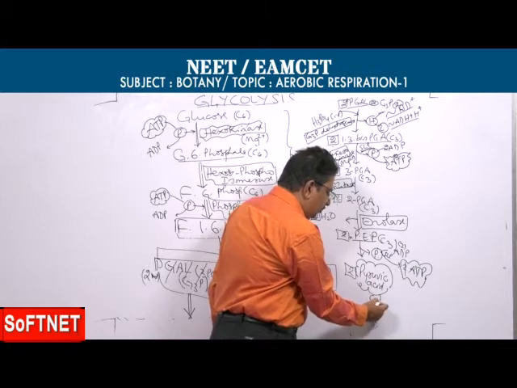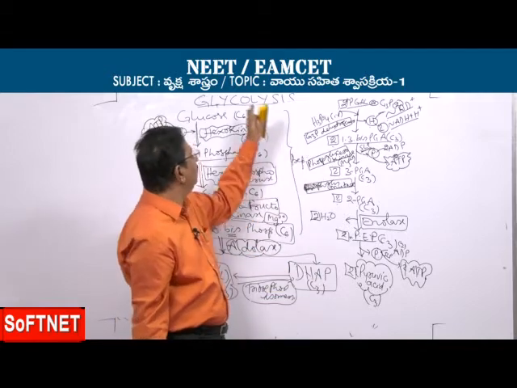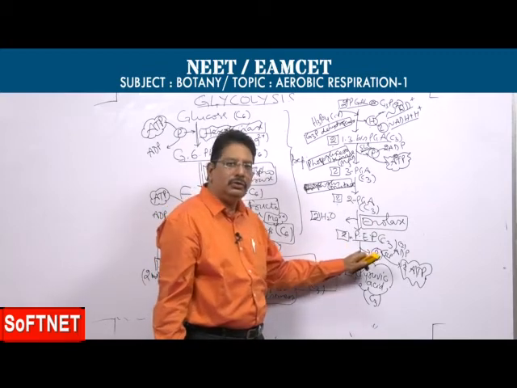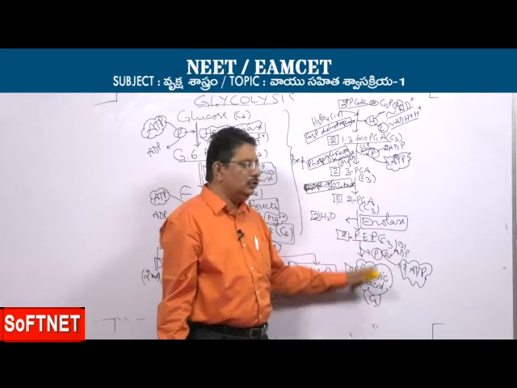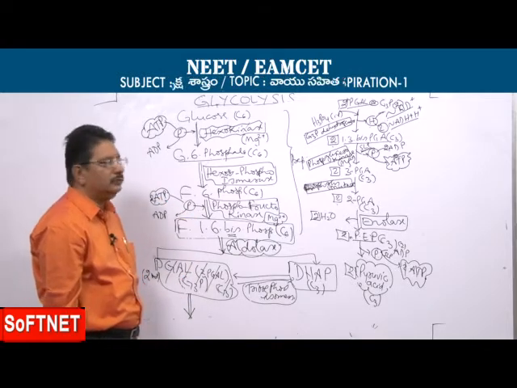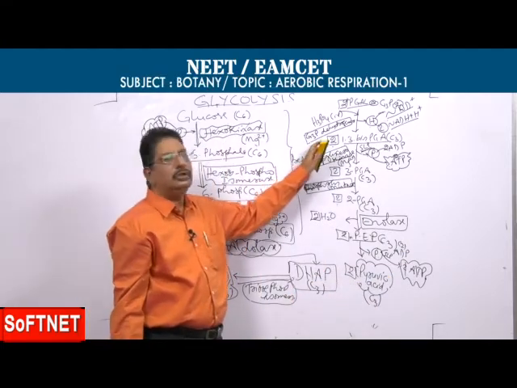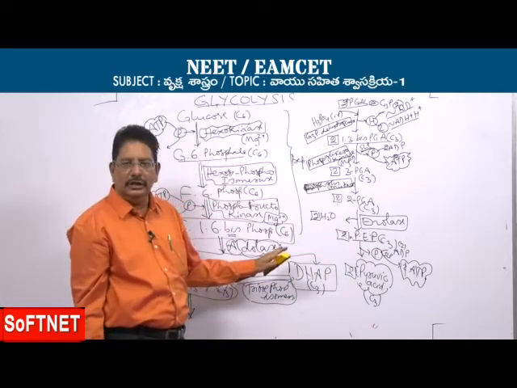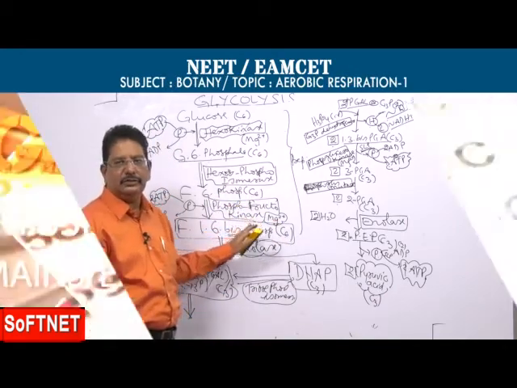Finally, a compound with 3 carbons is called pyruvic acid. So, finally, one molecule of glucose through this mechanism is converted into 2 molecules of PEP, then 2 molecules of pyruvic acid. During this process, 2 ATP molecules were utilized, 4 ATP molecules are formed, 2 NADHs are also generated, and 2 water molecules are released. So, that is the summary or the details of glycolysis.